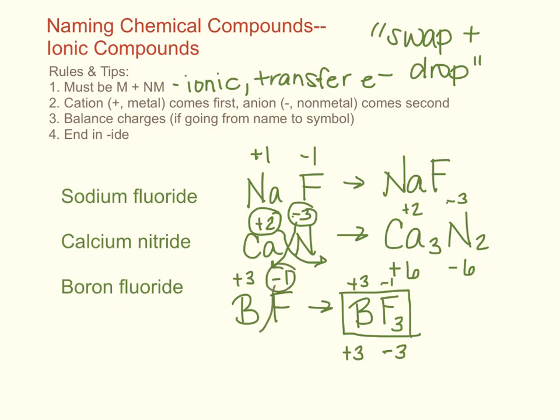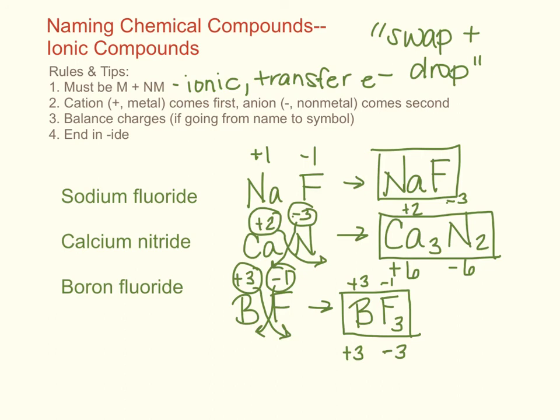Okay, and that was my swap and drop. I took the 1, swapped it to my boron and dropped it down, took my 3, swapped it to my fluorine and dropped it down, which is just an easy shortcut to balance my charges so that my molecule is overall neutrally charged. So I'm going to box your final answer so you don't have to worry about the charges. They're just there to double check that I balanced it correctly.